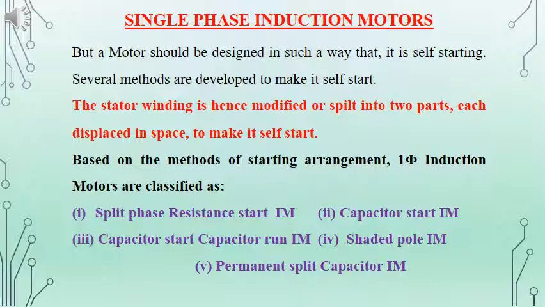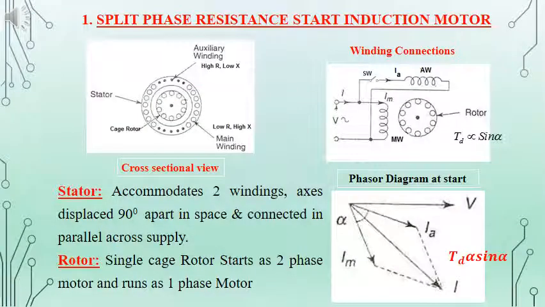Different single-phase induction motors based on this starting arrangement are the split-phase resistance start induction motor, capacitor start induction motor, capacitor start capacitor run induction motor, shaded pole induction motor, and permanent split capacitor induction motor. We will see the types of induction motor one by one.